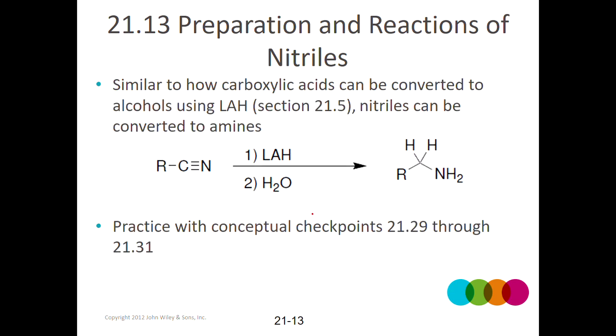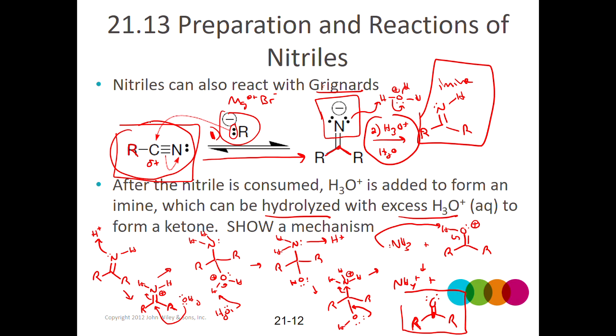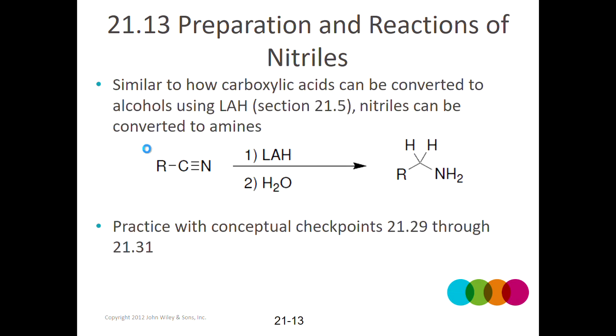So we just saw how a Grignard nucleophile can attack a CN. We can also imagine LAH attacking a CN. And so this is going to happen twice, similar to how we saw carboxylic acids reacting with LAH. So the lithium aluminum hydride, such a strong reducing agent with a very unstable negative, is going to deliver a hydride, push electrons here.